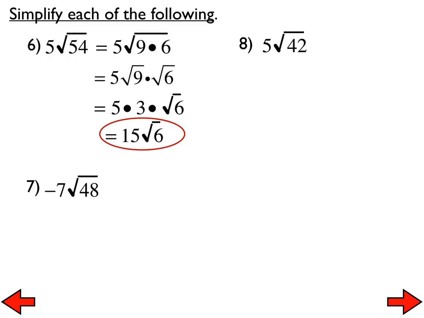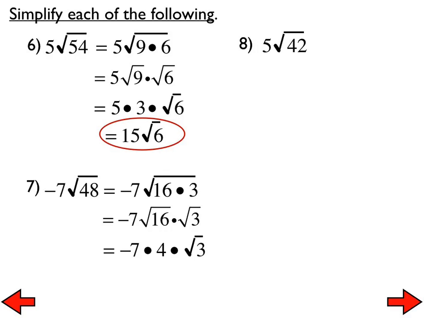Number 7, which is right below that. It is negative 7 times the square root of 48. So we need to simplify the square root of 48. The largest perfect square that goes into 48 is 16. So we're going to break that up into negative 7 times the square root of 16 times the square root of 3. Square root of 16 is 4. So we have negative 7 times 4 times the square root of 3. We can multiply the two non-radical numbers together, negative 7 and 4. That makes negative 28 square roots of 3.